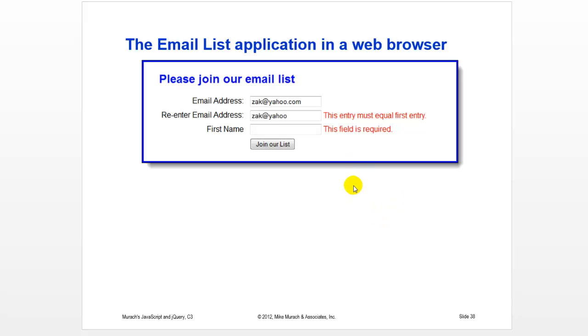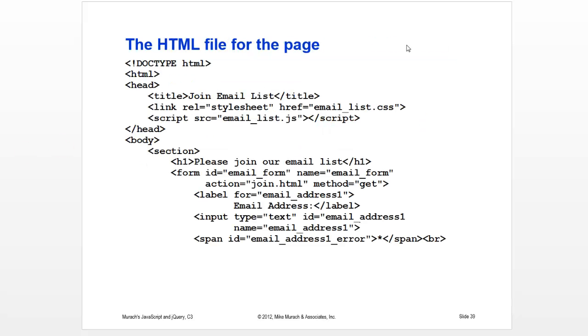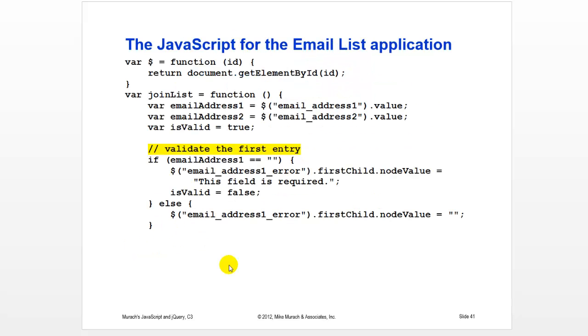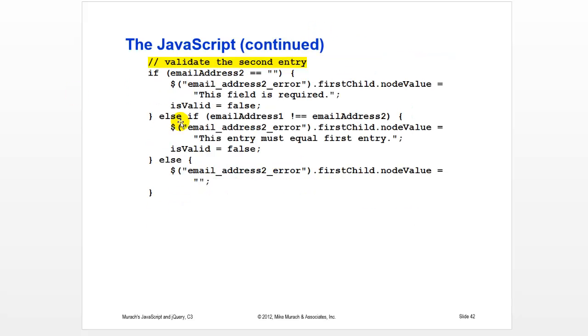I think it's included in the code though for the exercises. So I'll upload those and make sure you have access to it. And then you've got the email for the HTML, and then the JavaScript for the email list application. So everything you need is pretty much here, except they don't show you the CSS file.